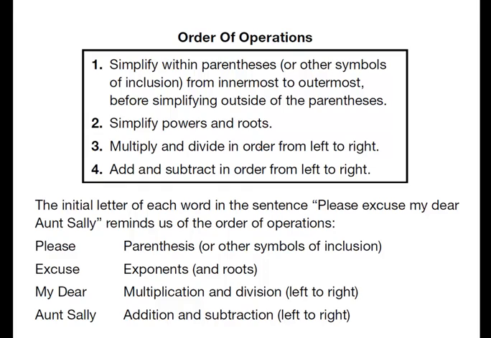So our order of operations is that first we simplify within parentheses or other symbols of inclusion from inside to outside before we simplify the outside of the parentheses. Then we're going to simplify our powers and roots. We're going to multiply and divide in order from left to right. And we're going to add or subtract in order from left to right. It doesn't matter whether it's subtraction or addition that comes first. We just have to go from left to right.